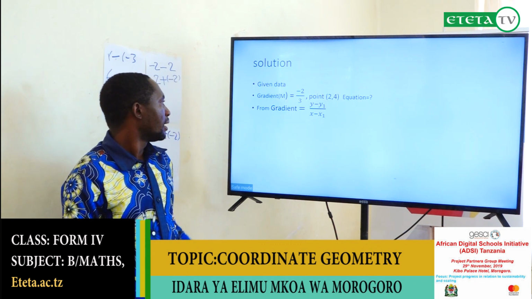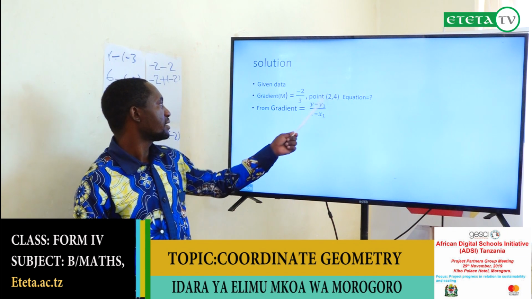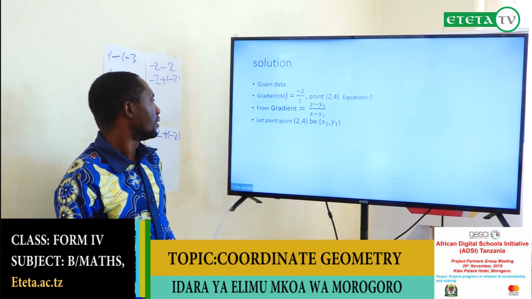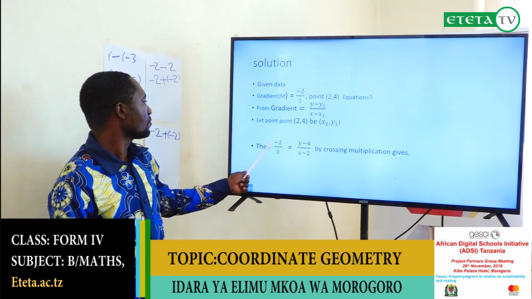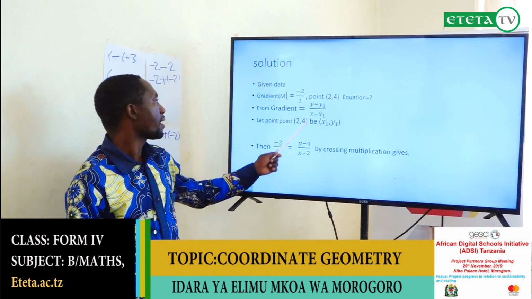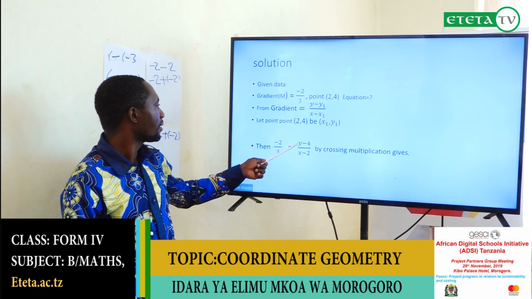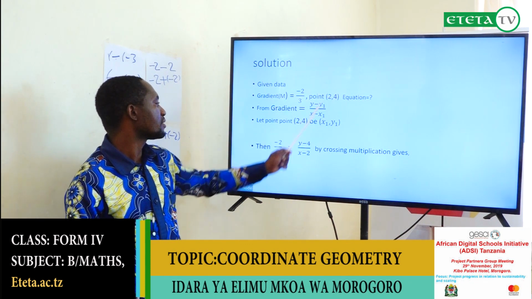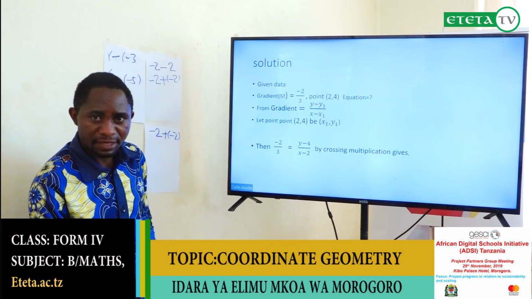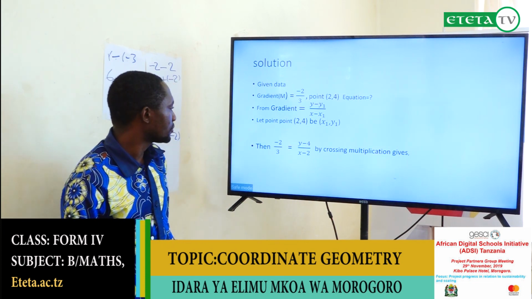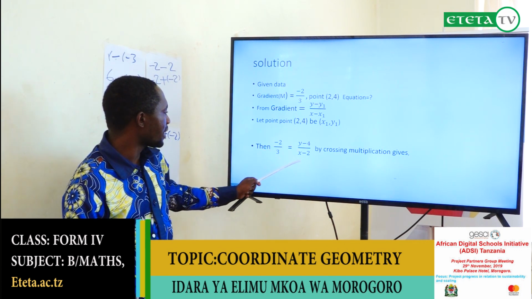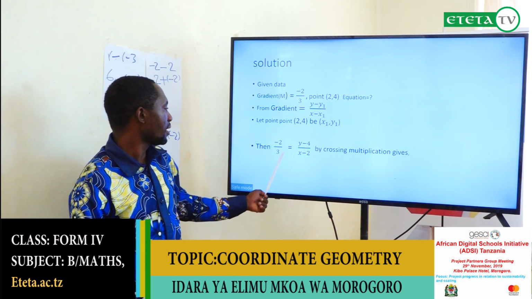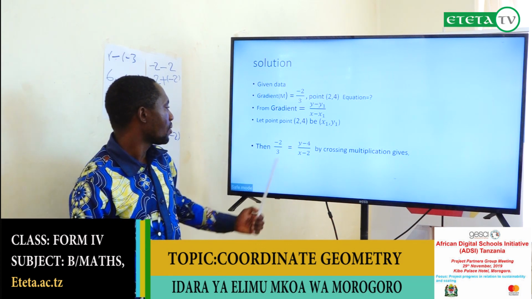Now, instead of writing gradient, you substitute -2/3 as the gradient. So -2/3 equals y minus 4, our y minus y1, which is 4, divided by x minus x1, which is 2. Now, upon cross multiplication, you come to -2 times x minus 2 equals 3 times y minus 4.